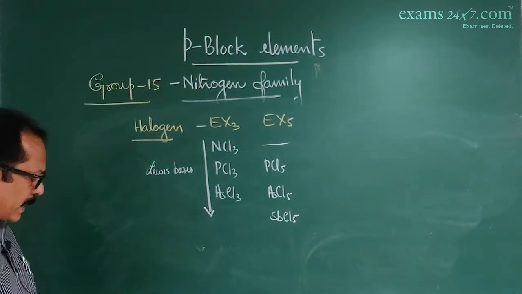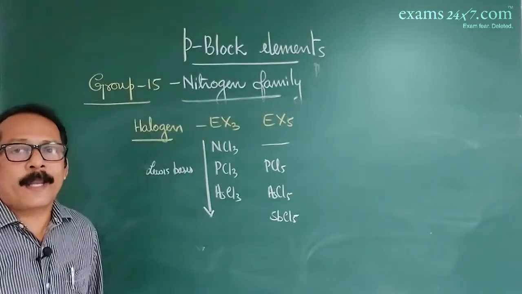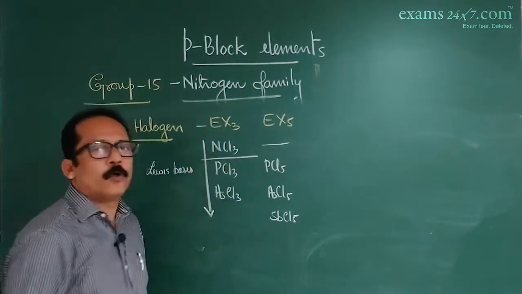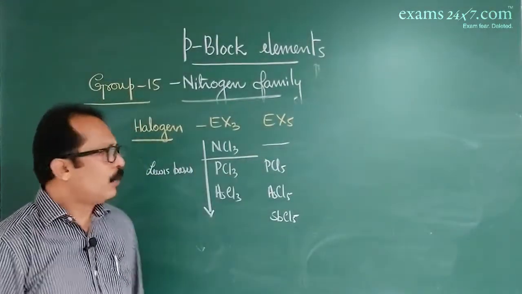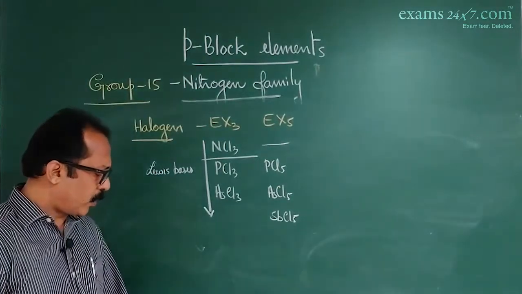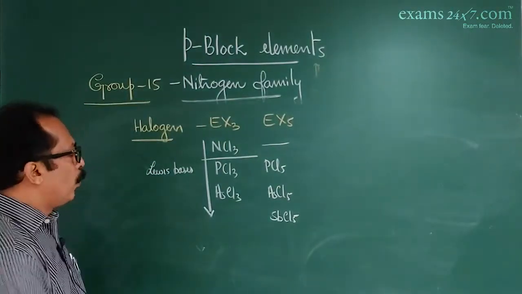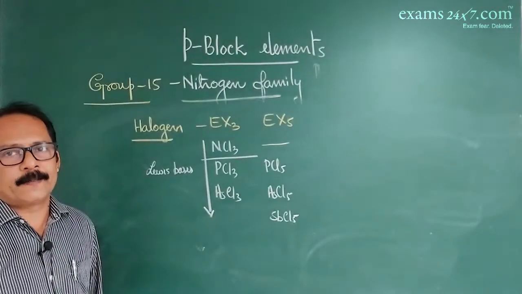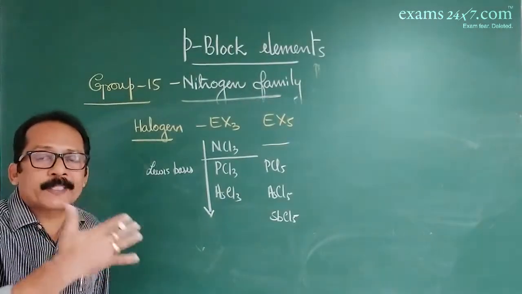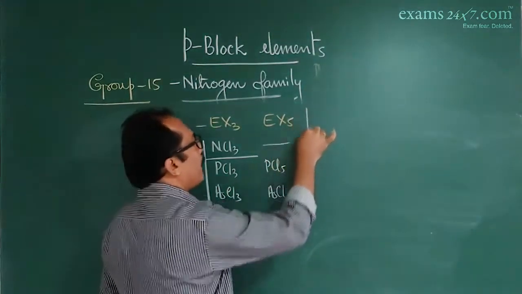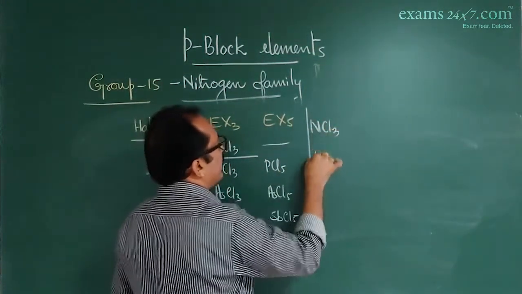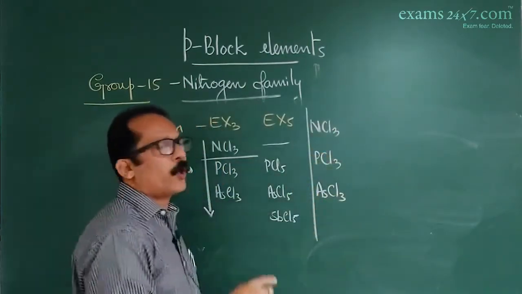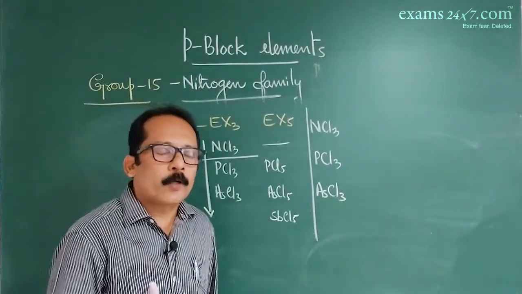Now, this is about the reaction with halogens. Except NF3, all other halides undergo hydrolysis. The tendency of hydrolysis decreases down the group. When you compare NCl3, PCl3, AsCl3, down the group the tendency to undergo hydrolysis decreases.